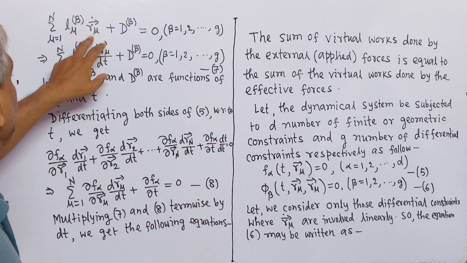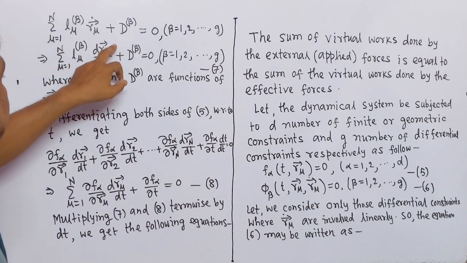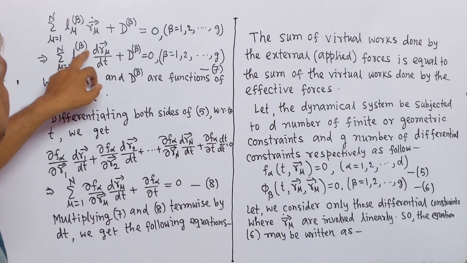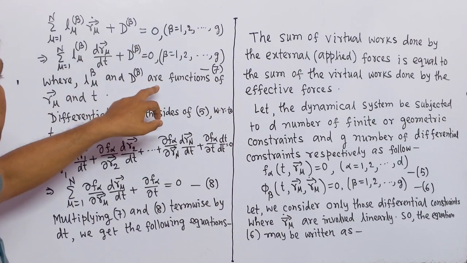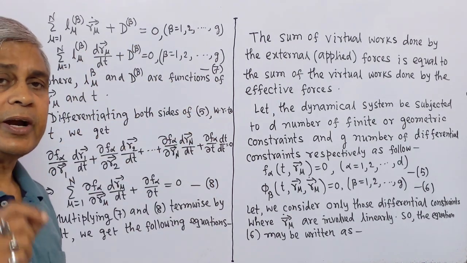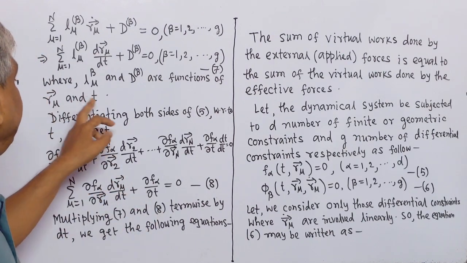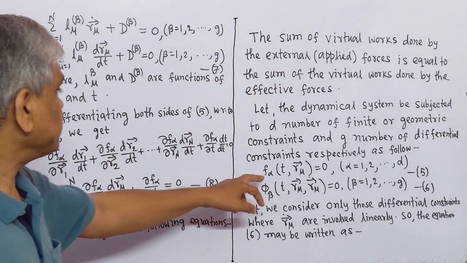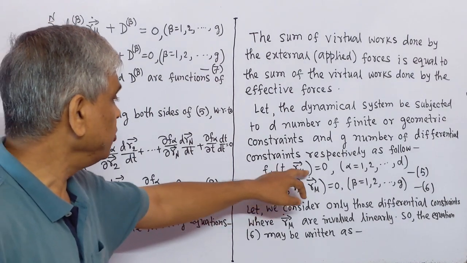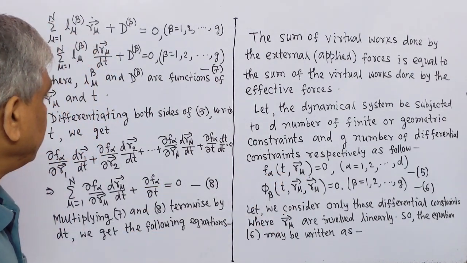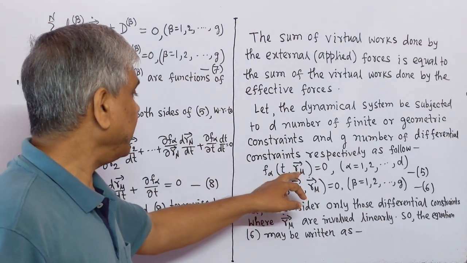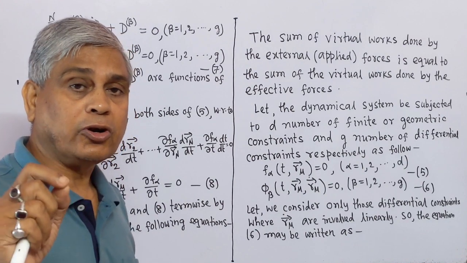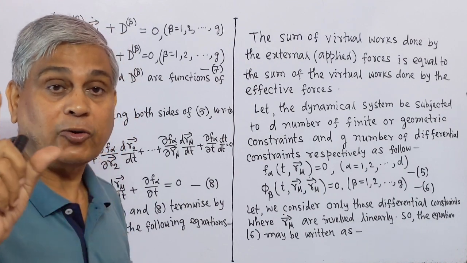Here in place of r_mu dot we write dr_mu by dt. Here l_mu beta and d_beta are functions of vector r_mu and t. Now differentiating both sides of phi with respect to t, here we see that r_mu vector means mu equal to 1, 2, ..., n, n number of particles.